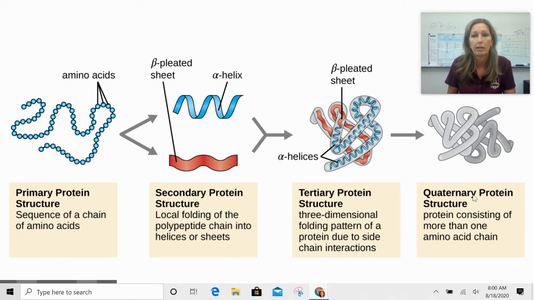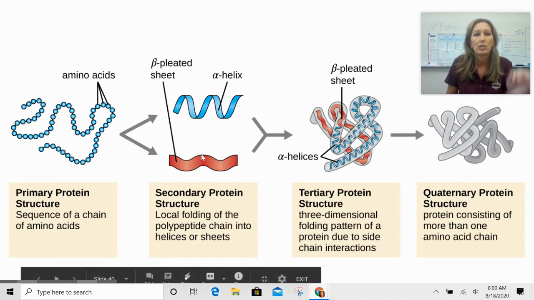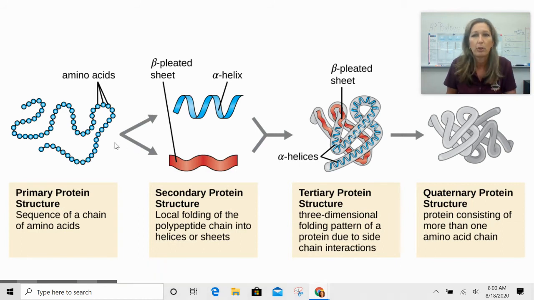So that's my quaternary structure. We do have to, and we're going to cover this multiple times, understand first of all the basics of a protein, where an amino acid is the monomer. They join together forming peptide bonds to give us a polypeptide chain. The sequence of those amino acids is the primary structure.